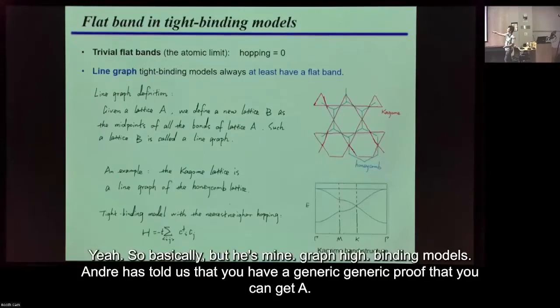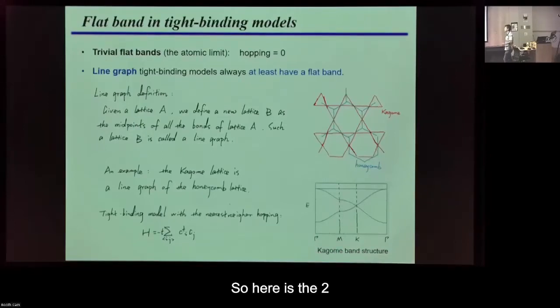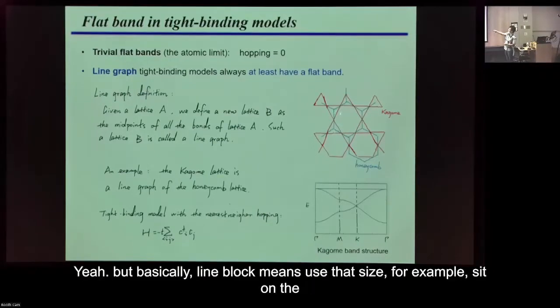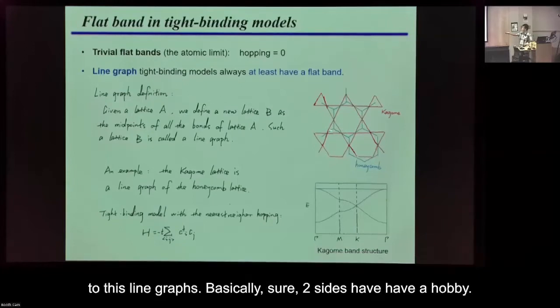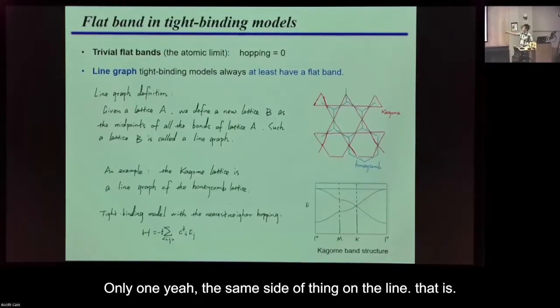Here, just to briefly review the concept of line graph, I'll not talk about it again because Andrei already did. But basically, line graph means these lattice sites, for example in the kagome lattice case, sit on the bonds of another lattice, which is the honeycomb lattice in this case. If you construct a lattice by placing all the sites on the bonds of another lattice, then it's called a line graph. And there's a rule for giving hoppings to these line graphs: two sites have a hopping only when they are connected by the same site of the underlying lattice.